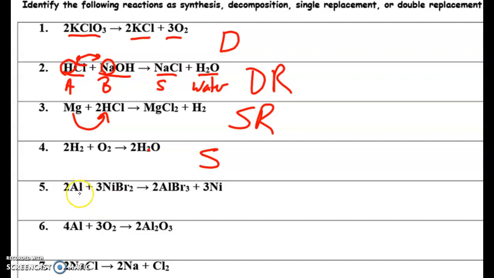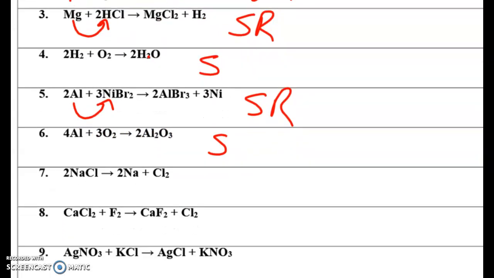So we've got some aluminum and some nickel 2 bromide, and it looks like afterwards the aluminum's with the bromide and the nickel's by itself, so that is a single replacement. The aluminum replaced the nickel. Alright, number 6, the aluminum and the oxygen were separate, now they're together. That is a synthesis.